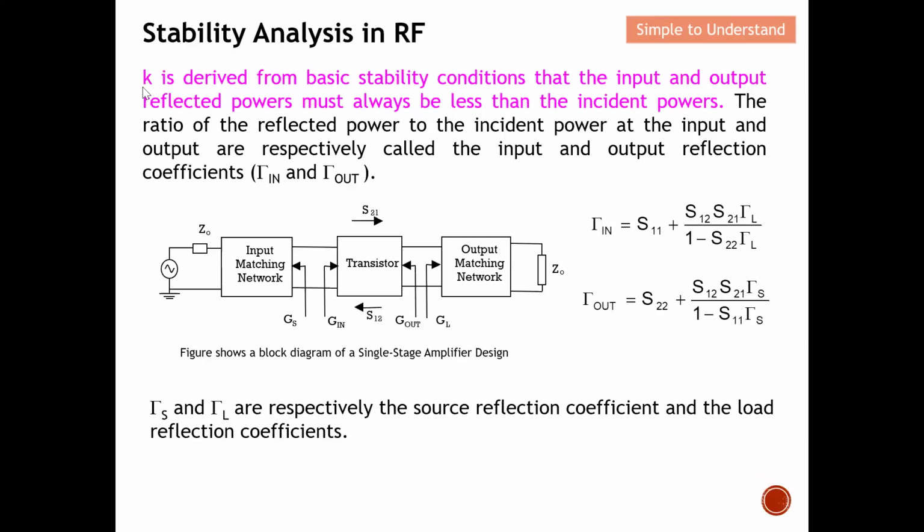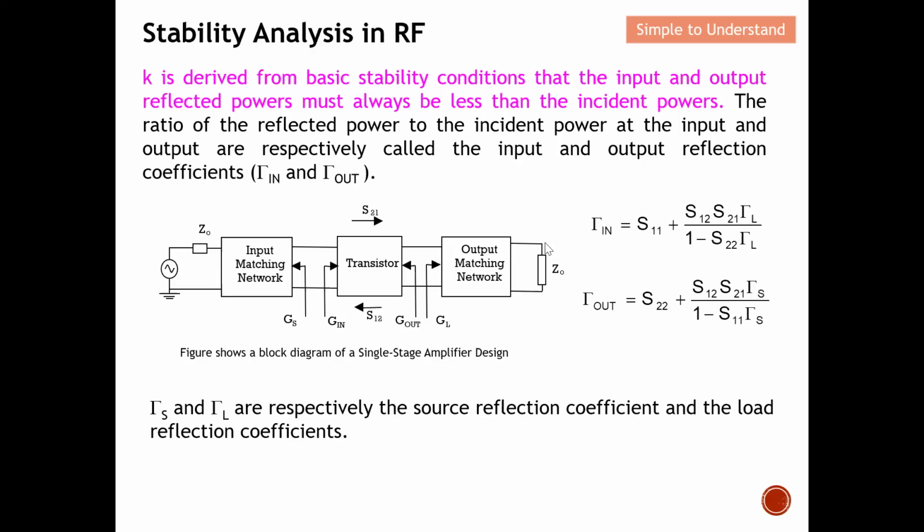Let's quickly understand what K actually is. This Rollett stability factor is derived from the basic stability condition that both the input and the output reflected power must always be less than the incident power. In short, just imagine that this is what we call the incident power. We need to ensure that the reflected power is less than the incident power so as to ensure stability. The ratio of the reflected power to the incident power at the input and the output are respectively called the input reflection coefficient and the output reflection coefficient, as you can see from the equation here.